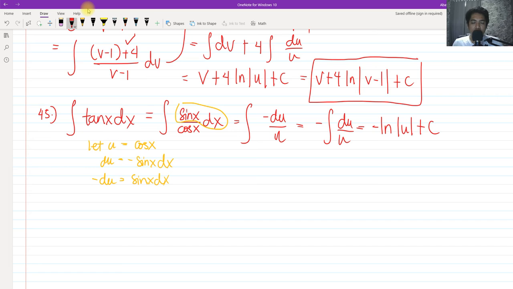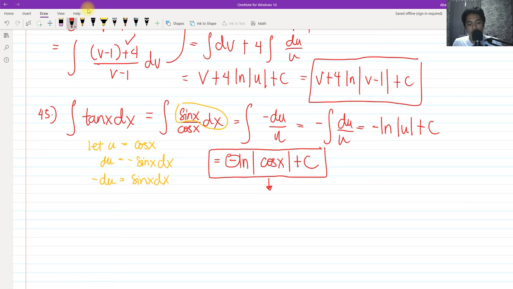The integral of du all over u is ln of the absolute value of u. So we have negative ln of the absolute value of u. What is u? That is cosine of x, plus c. In some other books, you would find that this is the value of the integral of tangent x. But in some books, and this is still correct, if we manipulate this, we know that this negative 1 can be the exponent of the ln. So we have ln of the absolute value of cosine of x raised to negative 1.